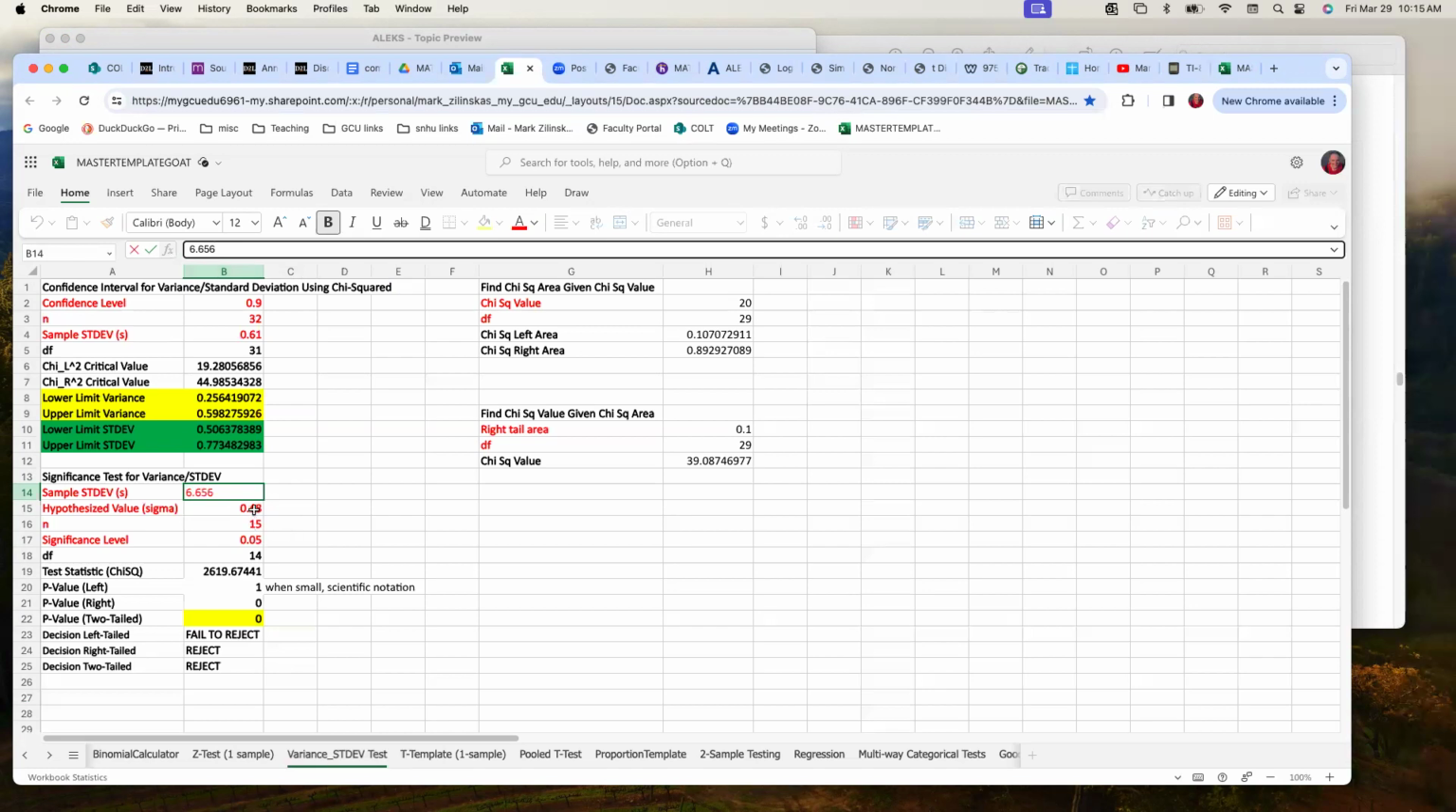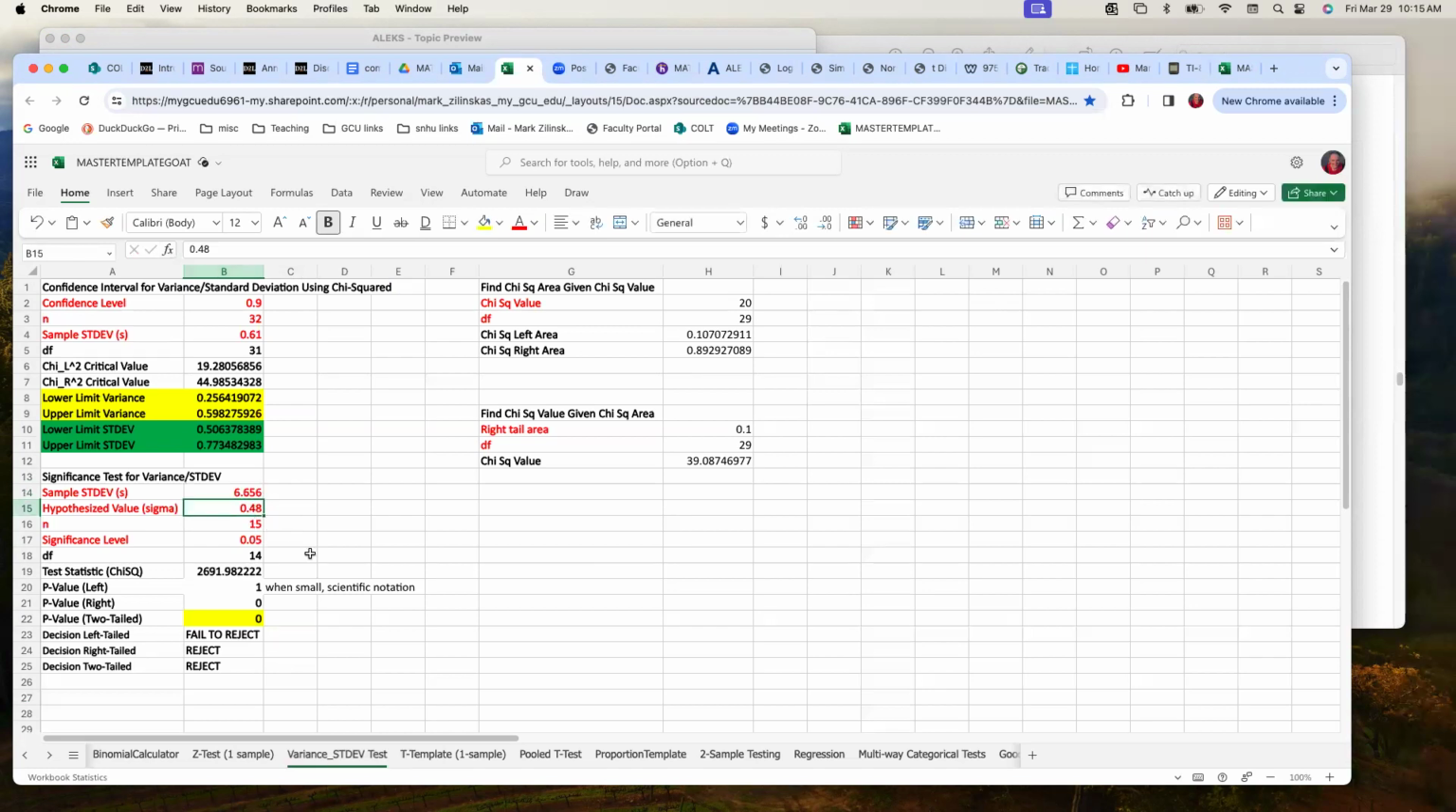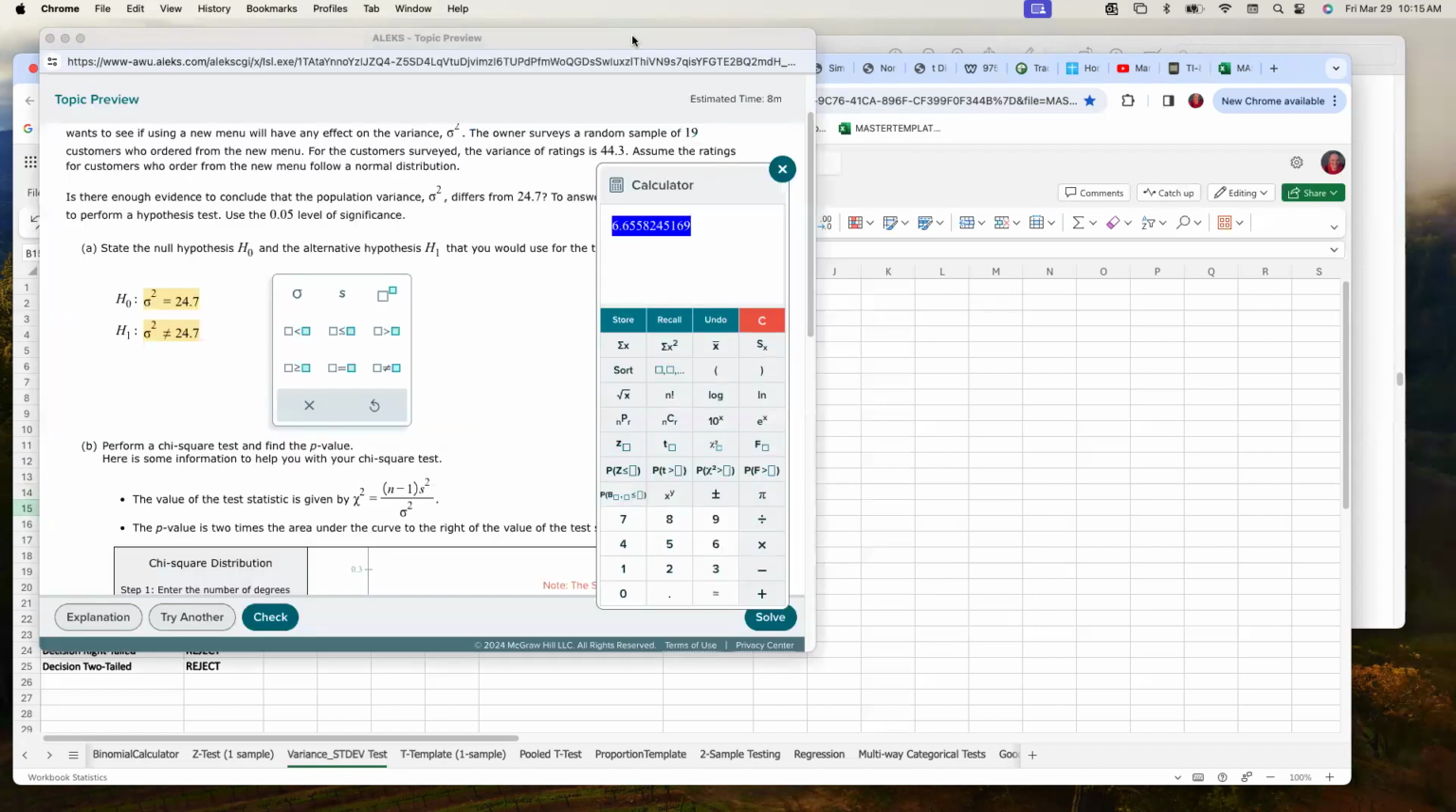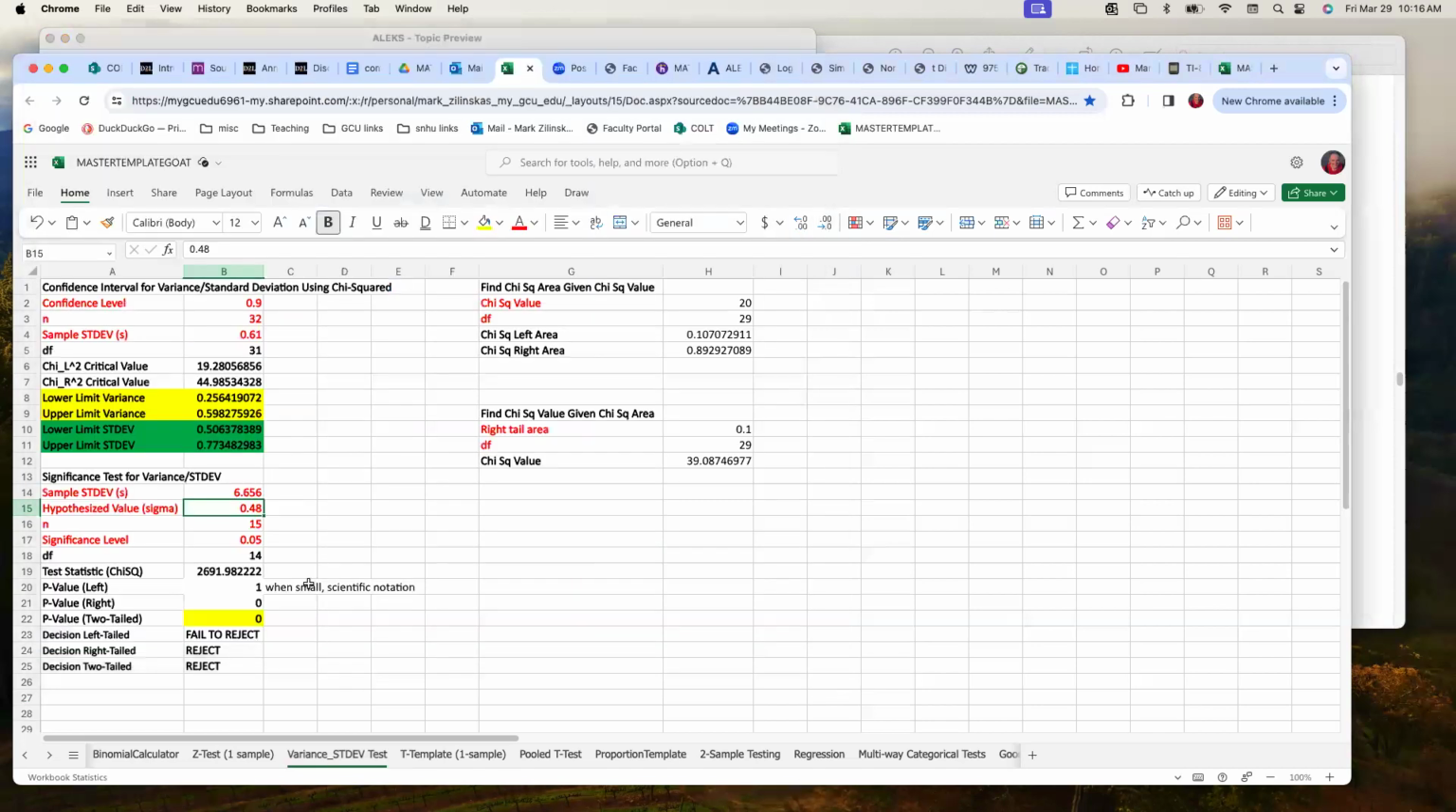And my hypothesized value for sigma. Okay, so yeah, I should have just typed that in there. So I'll have to take the square root of 24.7. So let me clear that out. So that is going to be 4.970. Okay.